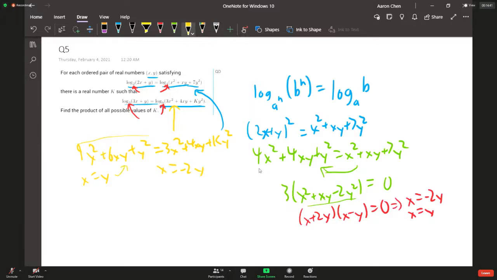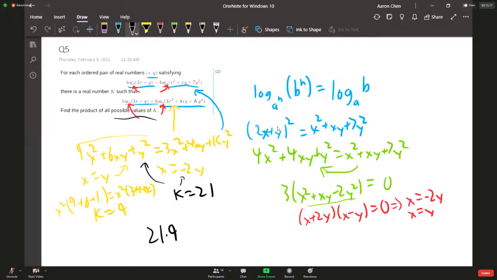If we put in x equals y, then we have x squared times (9 plus 6 plus 1) is equal to x squared times (3 plus 4 plus k). And so k is equal to 9. If x is equal to negative 2y, then when you plug that in, what that eventually tells you is that k is equal to 21. You want to find the product of all possible values of k. There are two values of k, 21 and 9, and so the answer is 21 times 9, or 189.